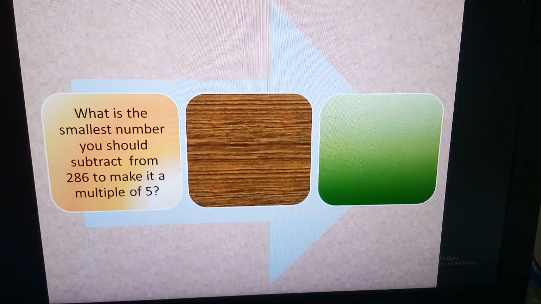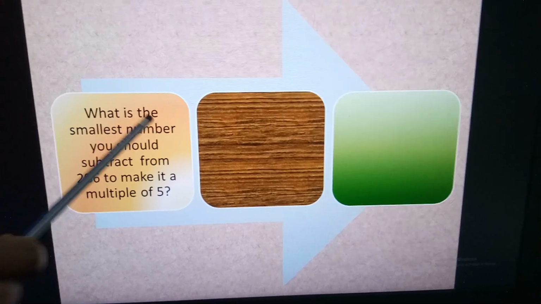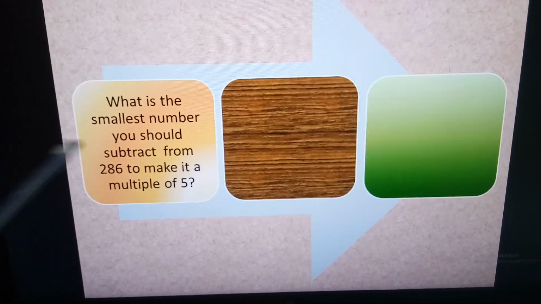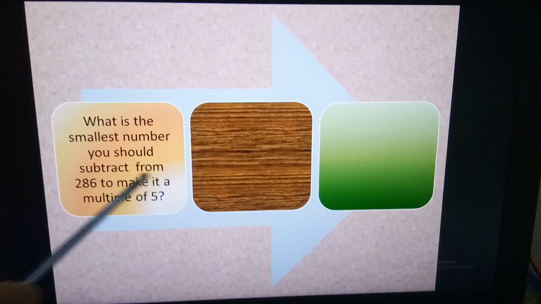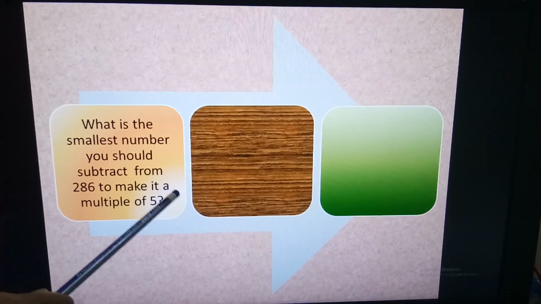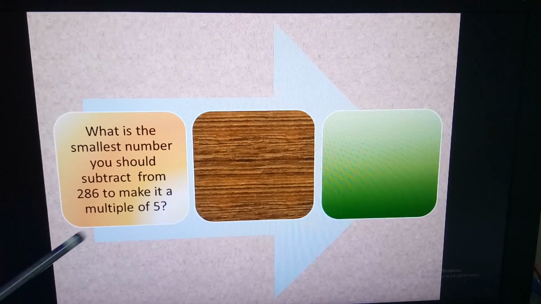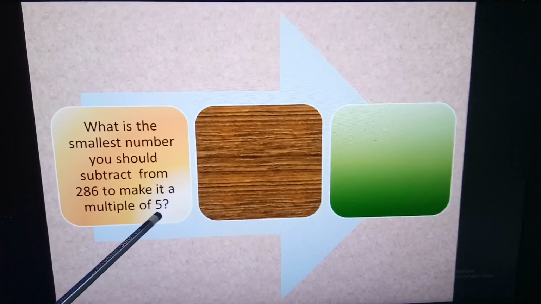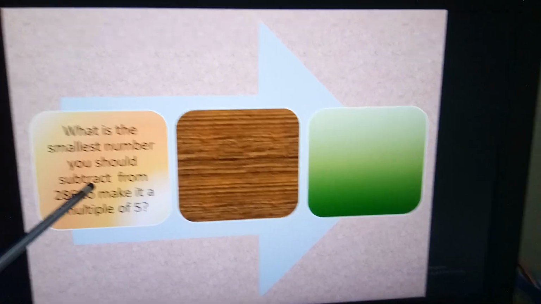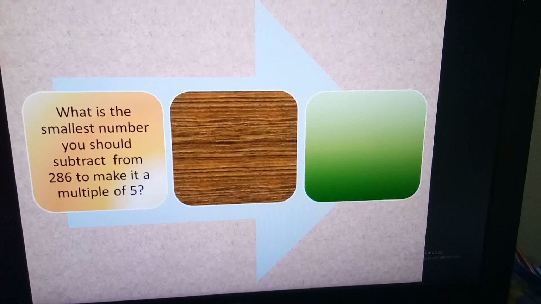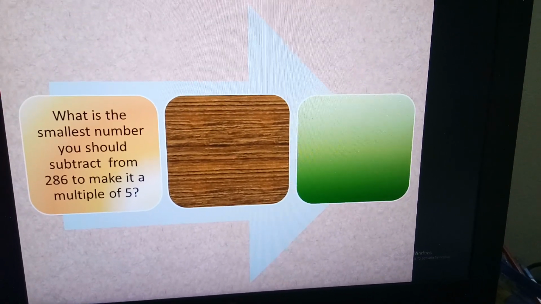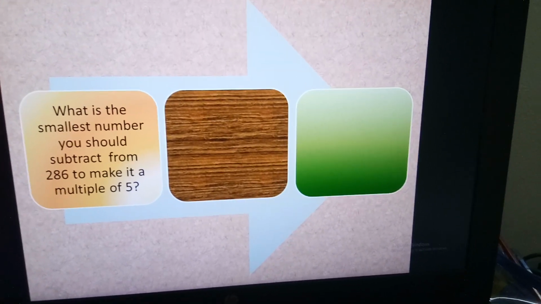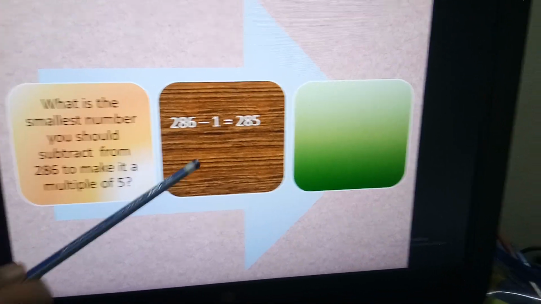Let's do another question. What is the smallest number you should subtract from 286 to make it a multiple of 5? Again, multiple of 5. We want to make this number a multiple of 5, but by subtracting something from it. So let's start subtracting 1 from 286. Let us see whether it is divisible by 5 or not.